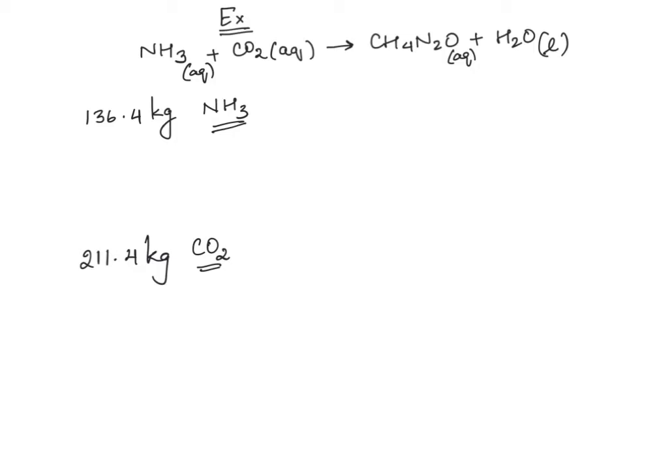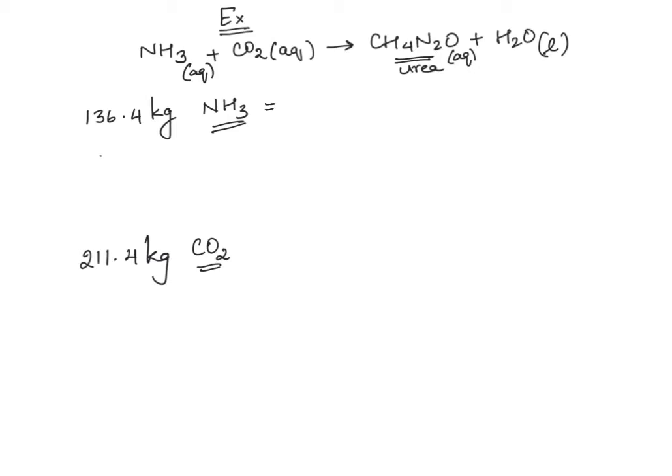of urea is obtained. So again, the problem one more time. 136.4 kilograms of ammonia is present and 211.4 kilograms of carbon dioxide is present. First part of the question is how many kilograms of urea will be produced. So 136.4 kilograms of ammonia, this will be equal to, I think I'm going to write it here.